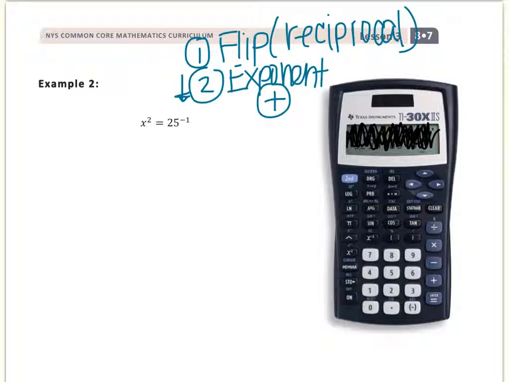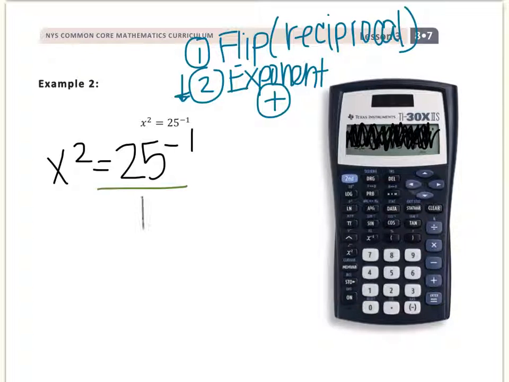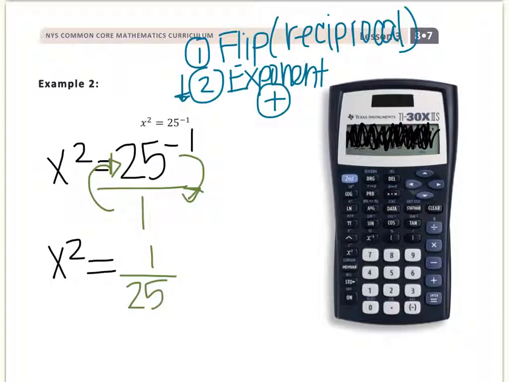So I'm just going to rewrite the problem again so you can see how it's changed. I have x squared equals 25 to the negative 1. When I want to find the reciprocal, I have to put the number into a fraction, so I'm going to put it over 1, and I'm going to draw some arrows. So when I do that, I'm still left with x squared, but this time it's equal to 1 over 25, and now I take my exponent, negative 1, and I make it positive. So now this is the equation I have to solve for.